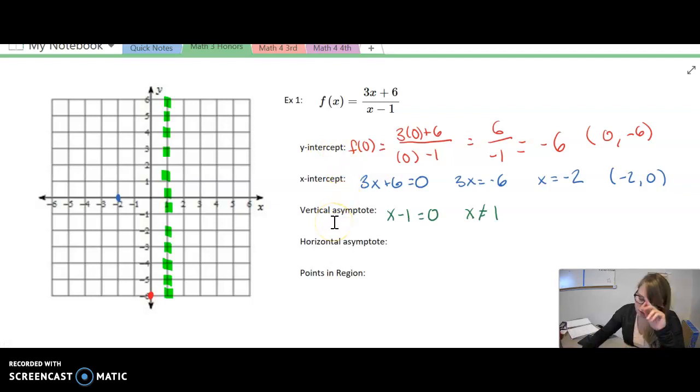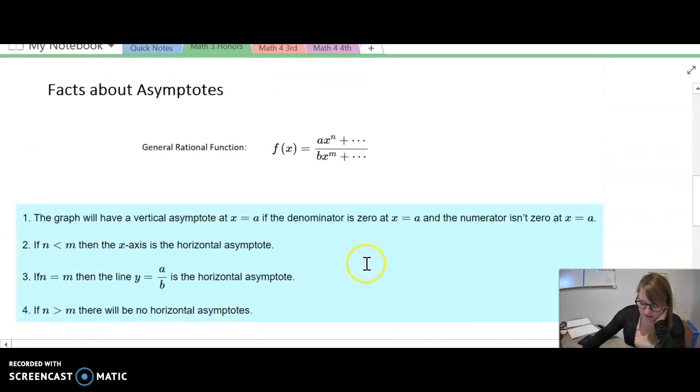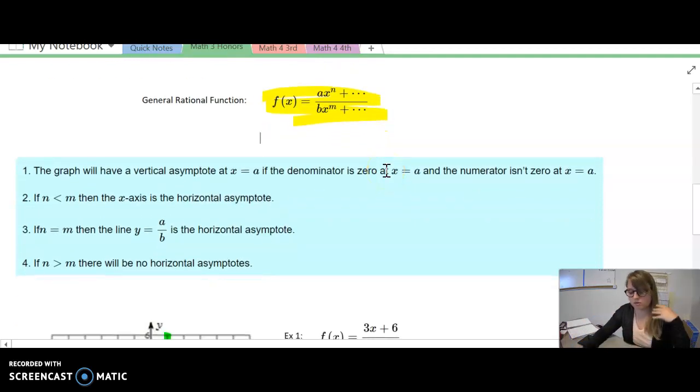Now for our horizontal asymptote, we're going to do something a little bit different. Up here I have some facts about asymptotes. And right here, this is a general rational function, so don't worry about that. It's a lot of variables. If we can satisfy any of these conditions, it has an asymptote at wherever. So the graph will have a vertical asymptote, and so on. We don't have to worry about that one. We're looking for the horizontal asymptote, so we're going to look at 2, 3, and 4.